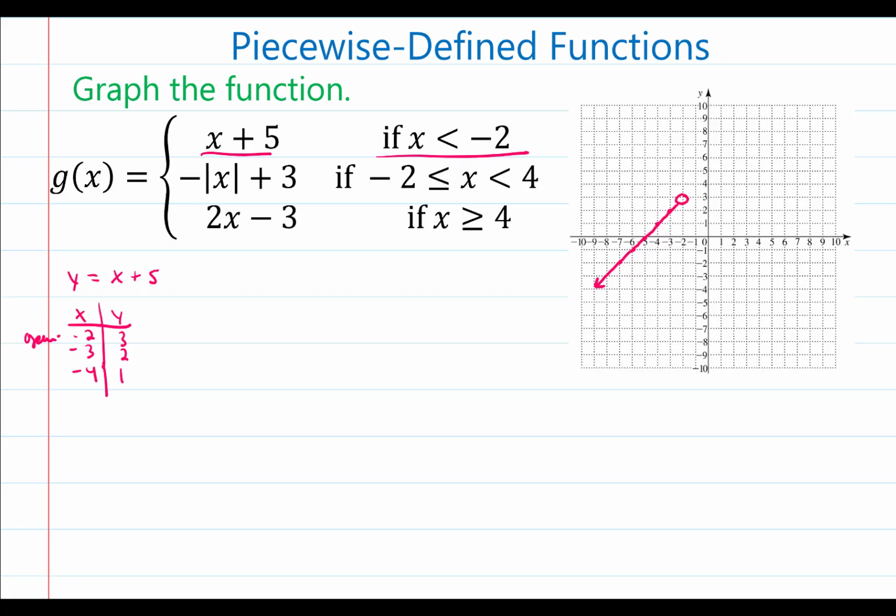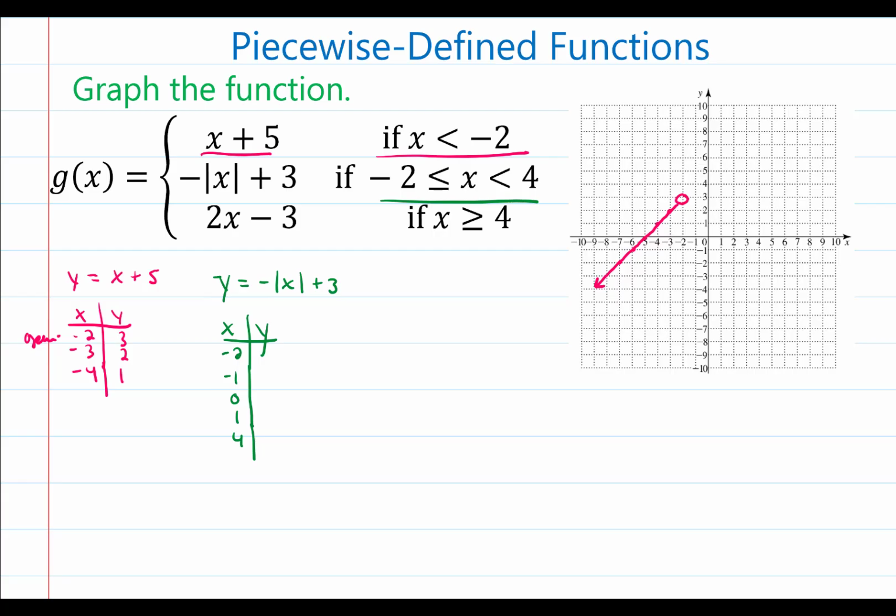Now to my second piece, which is y equals negative absolute value of x plus 3. So again, I'm going to make a table, and I know that I have to satisfy the domain of -2 to +4, including -2, but not including +4. So I'm going to start with -2, and this will be included in my domain. I'm going to pick a couple other values, so how about -1, 0, 1, and then I'll stop at +4.